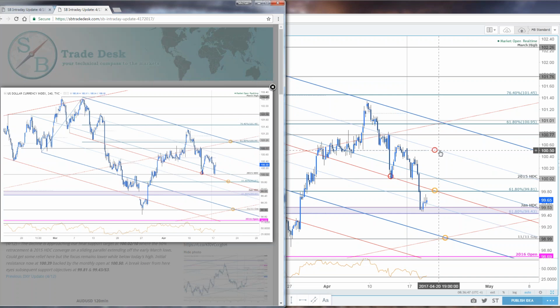Where's my pen? There it is. Number 1, DXY. Number 2, euro dollar from last night. Here's what it looks like.